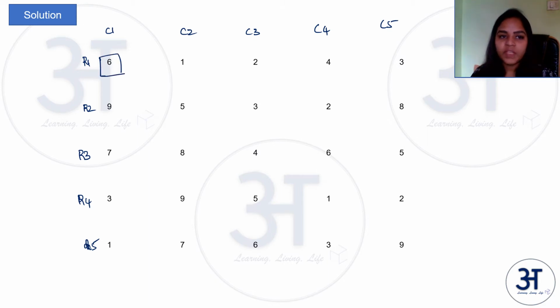For 6, how many can reach 6? First you have to look at the row and then the column. In row 1, 1 can reach 6 because 1 is less than 6 and there is no one in between. 2 can reach 6 because 2 is less than 6 and there is 1 in between, which is less than 2. Coming to 4, 4 also can reach because 4 is less than 6 and 2 and 3 are less than 4. 3 cannot reach because 3 is less than 6 but there is a 4 in between which is greater than 3. So from the row it can be reached by 3 people.